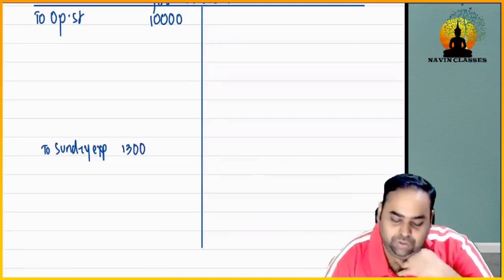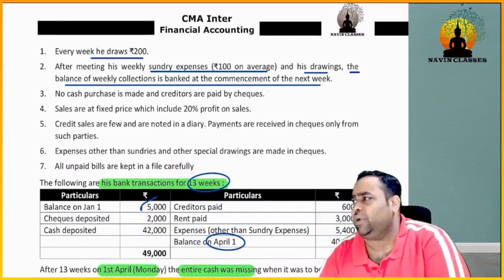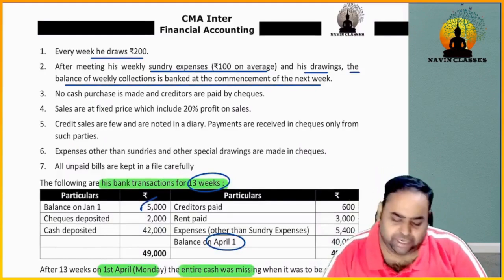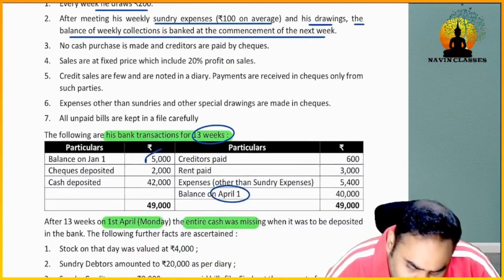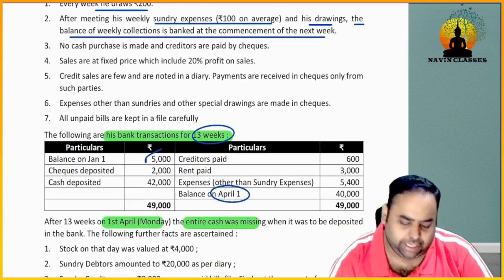1,300. Then after that he made drawings, and whatever money was left, he deposited it in the bank. We have already recorded the drawings, don't do it again. He deposited the remaining money in the bank. In the bank, there is a figure for cash deposited here. We will look at it later and then it will be paid in cash.